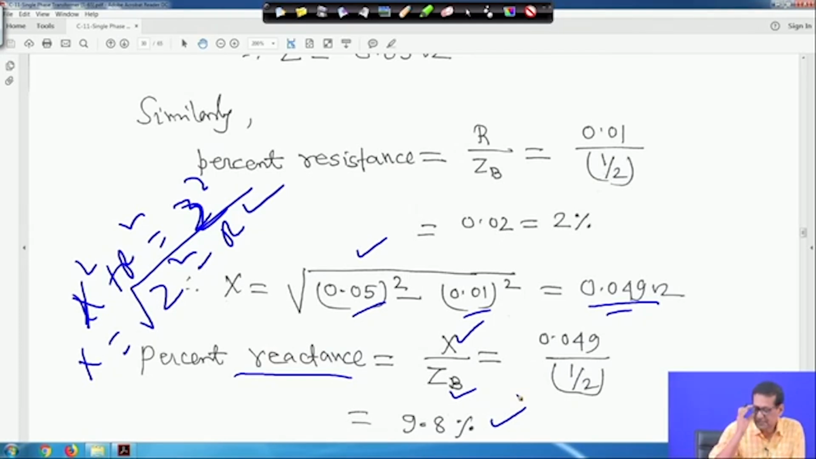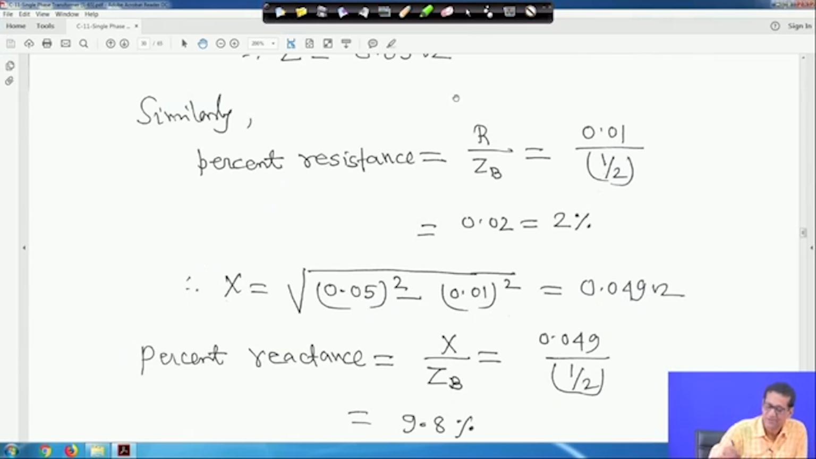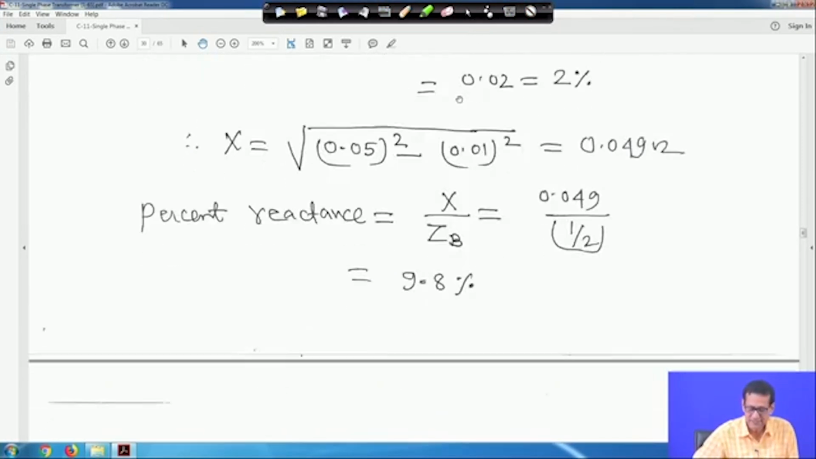So this is how one can calculate this. As an exercise, rather than using the low voltage side full load current, find the high voltage side full load current and base impedance, try to do it and see what you get, whether you get an identical result or not.